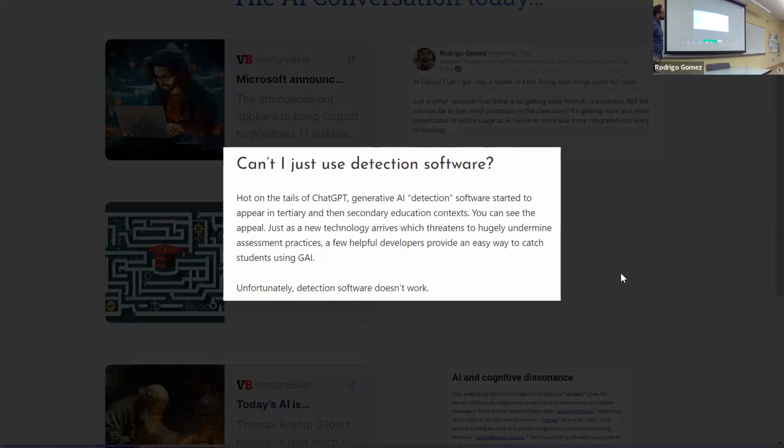Hot on the tails of ChatGPT, generative AI detection software started to appear in tertiary and then secondary education contexts. So yes, it's been used more and more, but you can see that unfortunately detection software doesn't work. And there's a bunch of examples below that, I urge you to consider when you read the full article, that show that it's just not the way to go. It's inaccurate. It makes errors consistently. There are better ways to use our time than to police it.